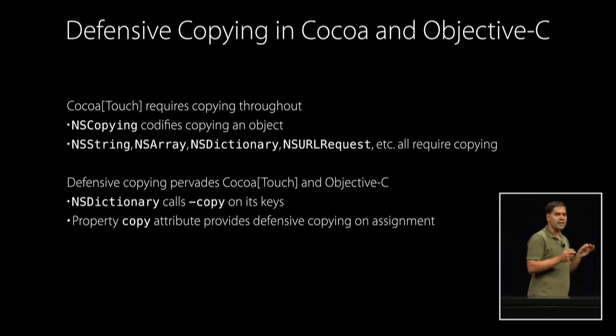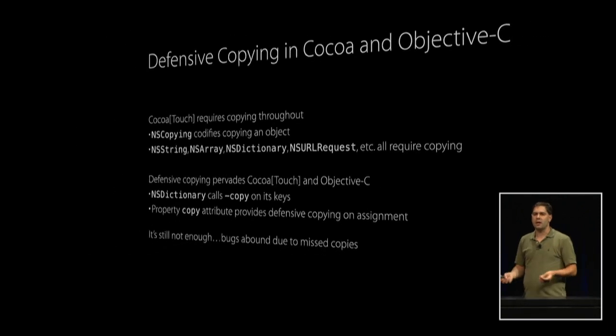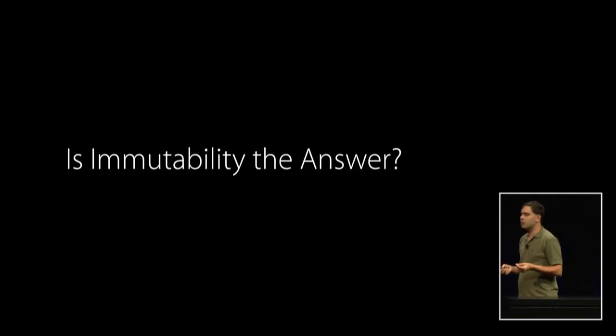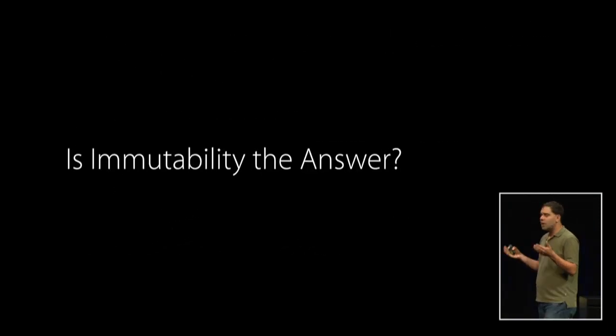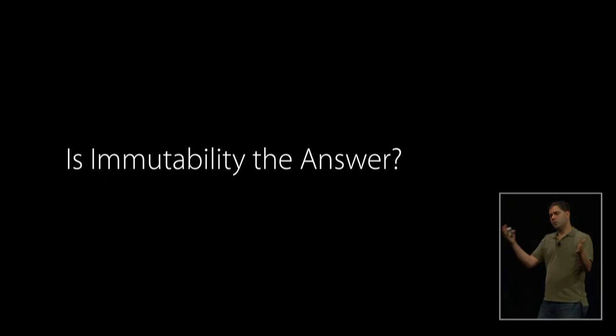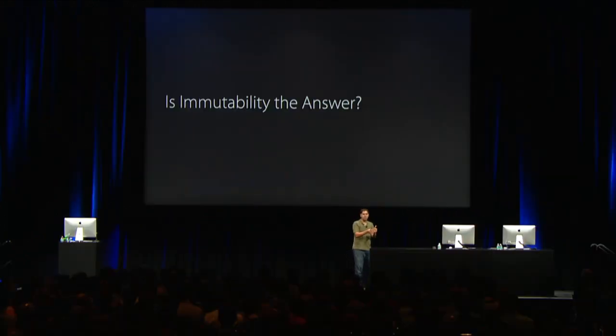All this defensive copying helps, but it's never good enough. You still have a ton of bugs. So we have problems when there's reference semantics and there's mutation. Maybe the problem here is not the reference semantics, but the mutation itself. Perhaps we should move to a world of immutable data structures with reference semantics.